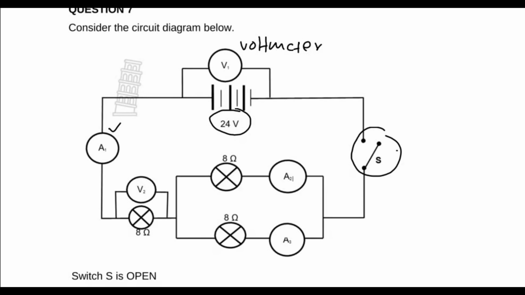You have another voltmeter V1 that is connected across a light bulb. It measures the potential difference across that light bulb, and that light bulb has a resistance of 8 ohm. Then you have these 2 other light bulbs here that are connected in parallel to each other, and they have a resistance of 8 ohm each. You also have an ammeter that will measure the current through this light bulb, and this ammeter A3 will measure the current through this light bulb.